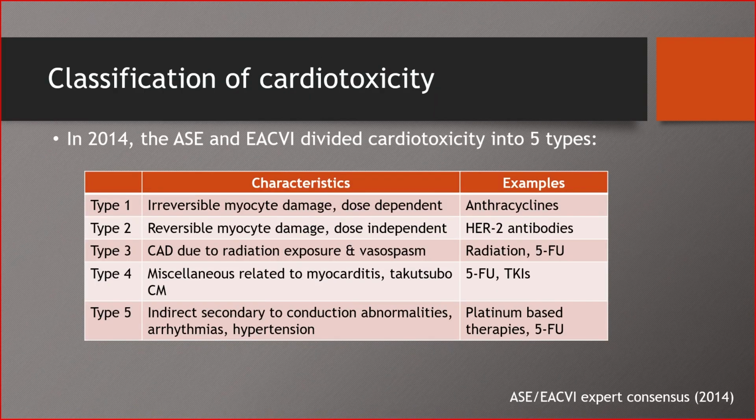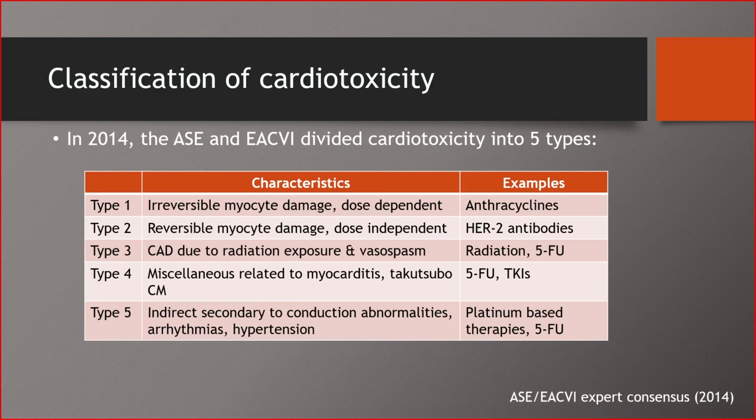Earlier in 2014, the same societies divided cardiotoxicity into 5 types. Type 1 and type 2 tend to be the more commonly spoken about and identified, but it is also equally important to be aware of types 3, 4, and 5. Type 1 usually is an irreversible myocyte damage that is dose-dependent, and a common example for that would be anthracycline therapy. Type 2 is a reversible myocyte damage that is dose-independent, and usually the cardiac dysfunction will resolve with the cessation of treatment. And a common example for that would be trastuzumab that we commonly use for breast cancer.